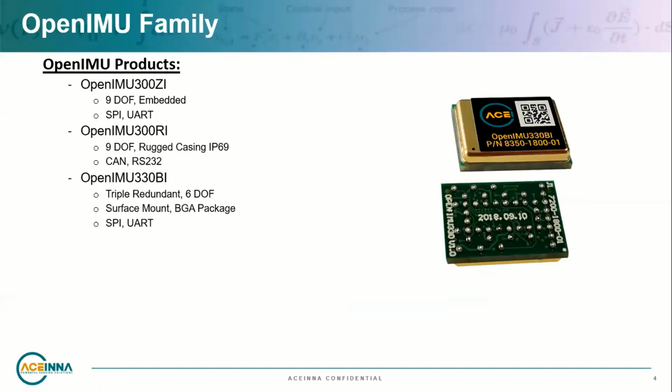We have OpenIMU330BI, which is triple redundant and 6-degree of freedom, which means it has a 3-axis accelerometer and 3-axis gyroscope, and it is triple redundant. It comes in a surface mount with ball grid array packaging, and it has SPI and UART as an interface.